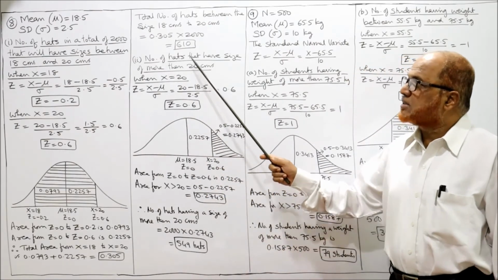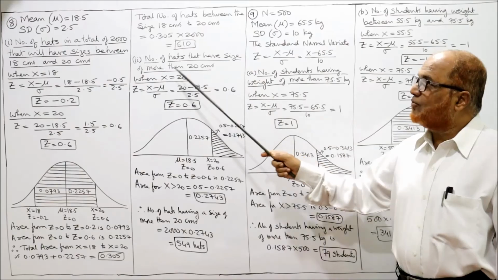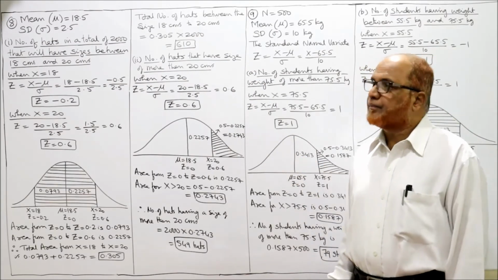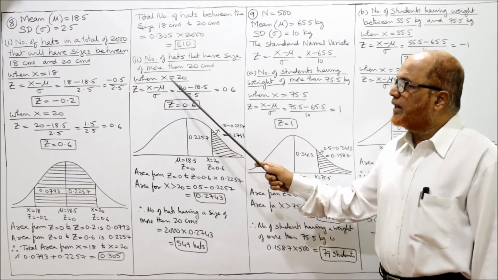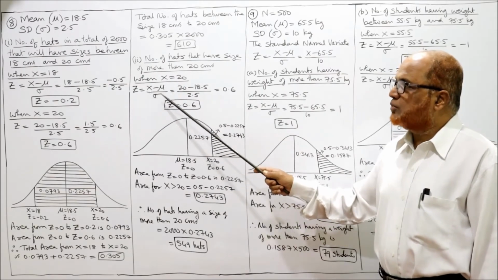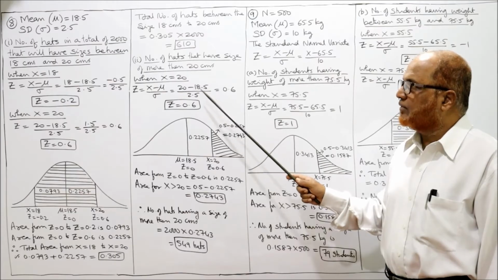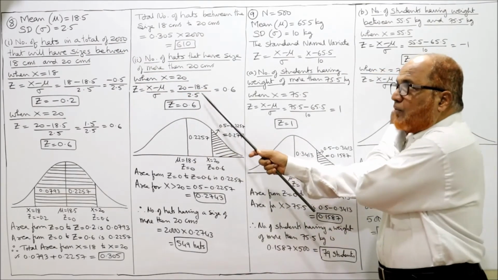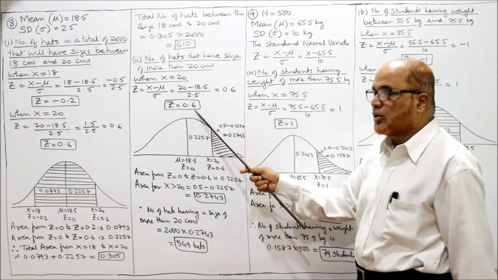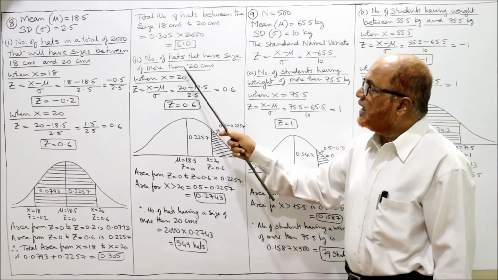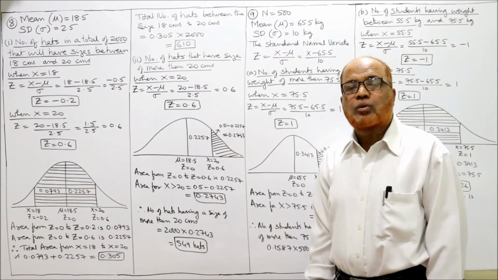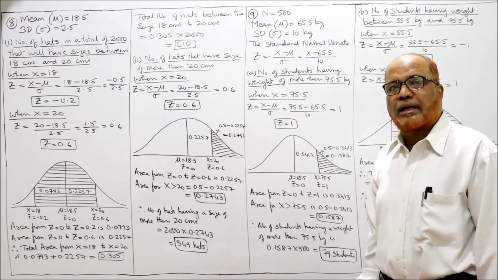Now the second part is the number of hats that have a size of more than 20 centimeter. Above 20 centimeter, right? When x is equal to 20, what is the value of z? (X minus mu) by sigma, 20 minus 18.5 divided by 2.5. I'm substituting, we got 0.6. So when x is equal to 20, z is equal to 0.6. Now we need the area more than 20 centimeter, more than 20. So right side of x is equal to 20.